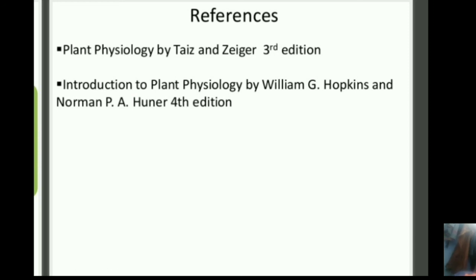Various plant diseases due to deficiency symptoms and requirements, and microelements, you can make as a project also. So try to make one project from this plant physiology, especially mineral nutrition in plants.